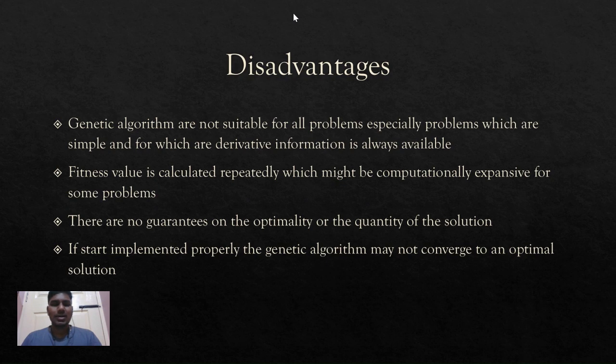Let's go to the disadvantages of genetic algorithm. These are not suitable for all problems, especially problems which are simple and for which the derivative information is always available. Fitness value is calculated repeatedly, which may be computationally expensive on some problems and may consume more time. There are no guarantees on the optimality or the quality of the solution. If not implemented properly, the genetic algorithm may not converge to an optimal solution.